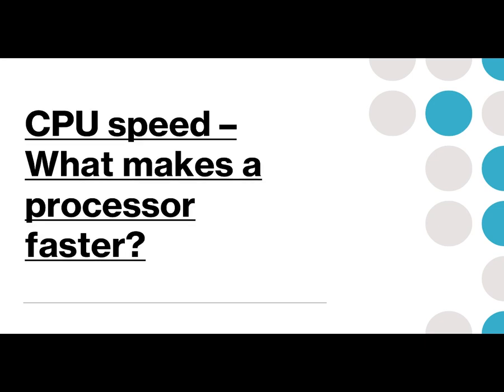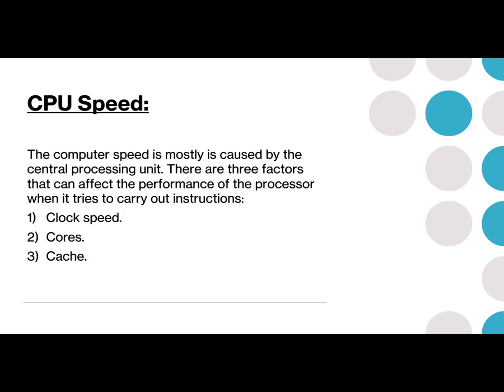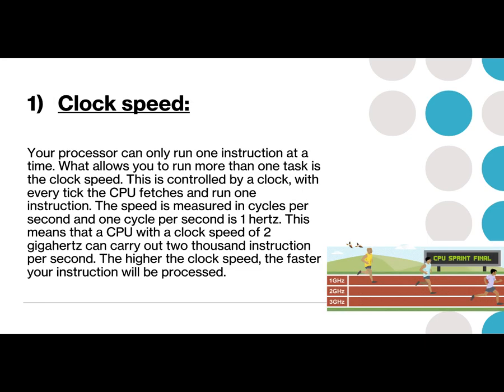For example, CPU speed. What makes a processor faster? The computer's speed is mostly determined by the central processing unit. There are three factors that can affect the performance of a processor when it tries to carry out instructions: its clock speed, its cores, and its cache.